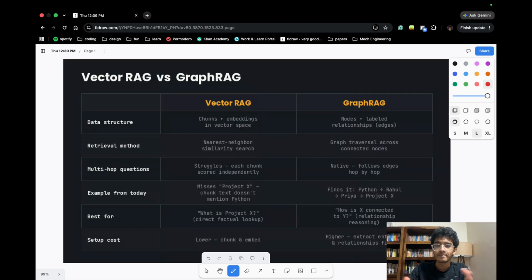The trade-off is real. Building a knowledge graph means extracting entities and relationships upfront, which is more setup work than just chunking and embedding text. The honest way to decide, if you ask me, is that if you can answer the question by finding one good passage, you use vector RAG. If answering requires connecting 2 or more separate facts that don't just share vocabulary, that is your signal to use GraphRAG.